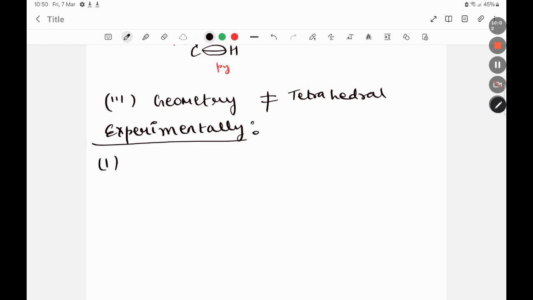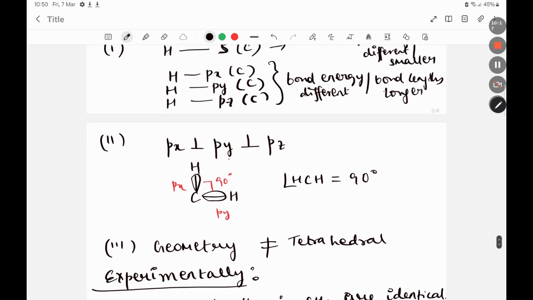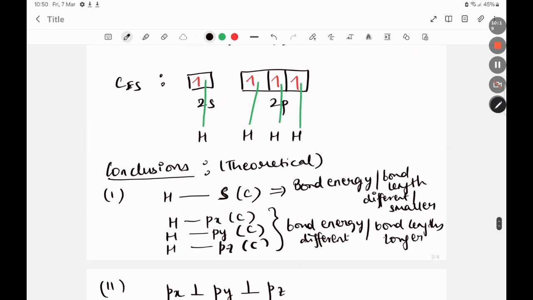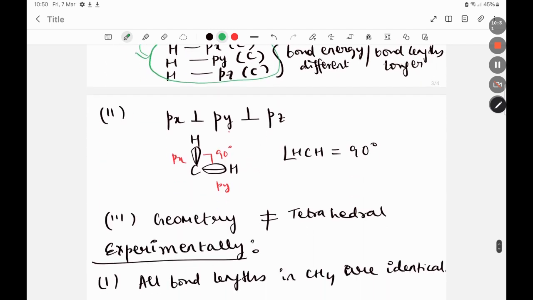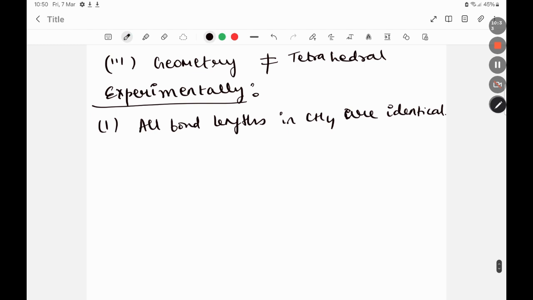But now if I show you the experimental observations, the first experimental observation for the CH4 molecule is that all bond lengths in CH4 are identical. All bond lengths are identical, and this is directly contradicting our first conclusion where this bond length was different and these three were different to each other. So this directly contradicts the first point.